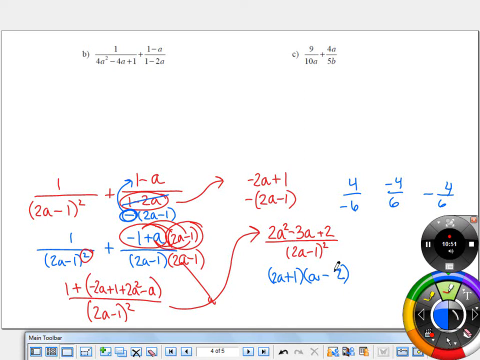So it seems when I factor, if I'm correct here, I get 2a plus 1 times a minus 2. Oh, no, that would give me wrong. So let me try again. Oh, no, that's not right because I need a positive 2 at the end, so I need them both to be negative.